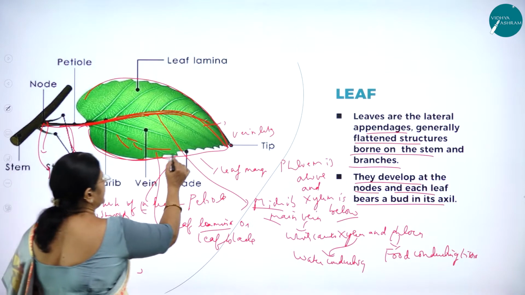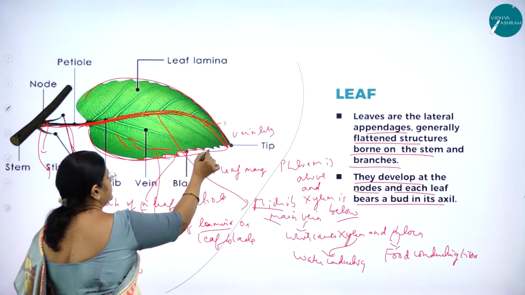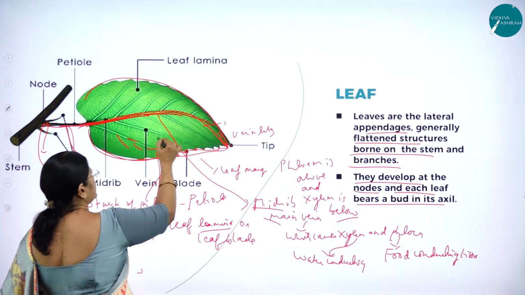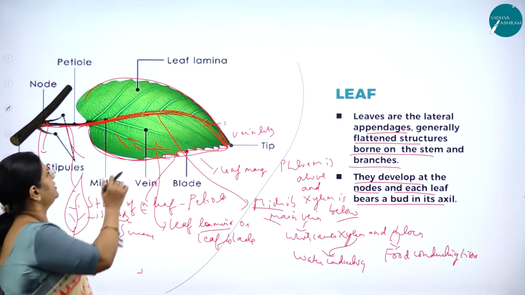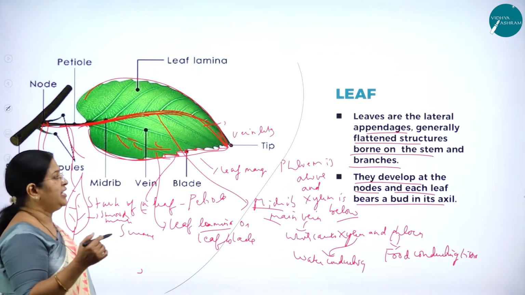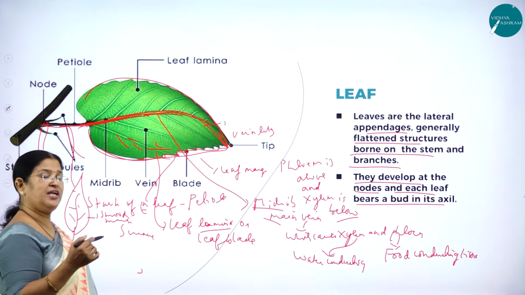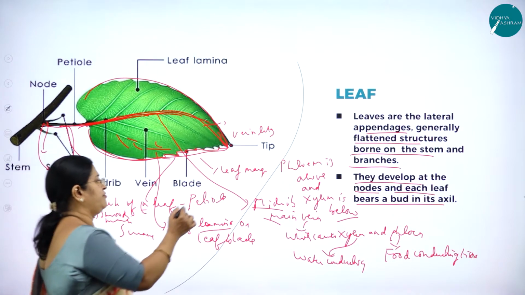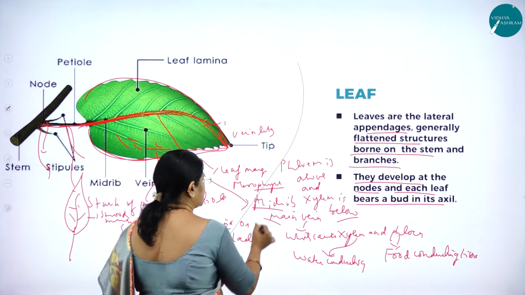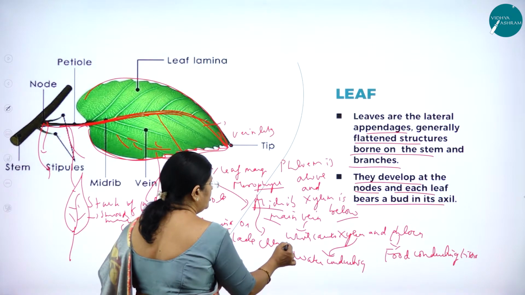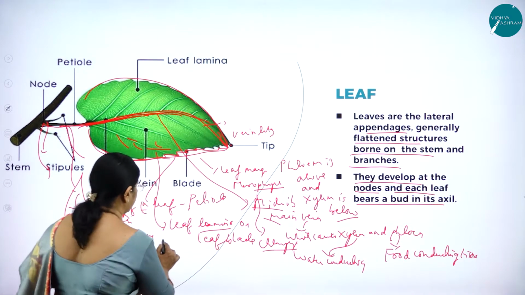Here the margin is serrated. It is broken like this. This is called serrated margin. And the whole leaf lamina, the inside of the leaf, is called what? Leaf blade, or otherwise called leaf lamina, which has very important mesophyll. And mesophyll has chlorophyll. What is chlorophyll? Chlorophyll is a green pigment.